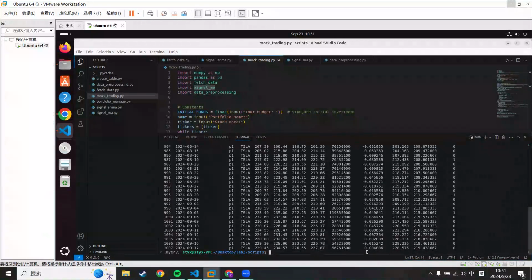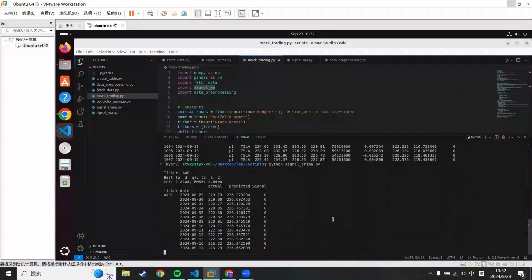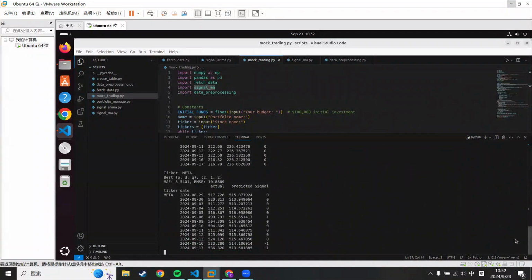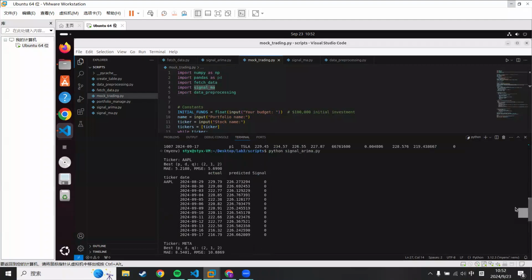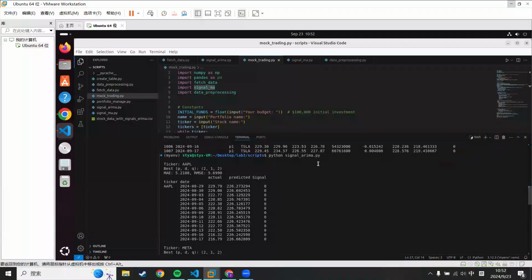So we next move to the ARIMA part. In this part, I used the ARIMA model to forecast the stock prices and generate the trading signals: buy, sell, or hold based on our predictions. As you can see, I used the ARIMA model with different combinations of parameters based on the lowest AIC score. So we generate trading signals.